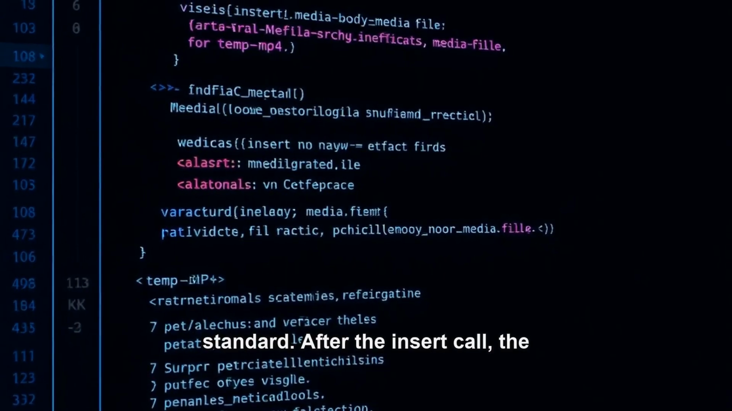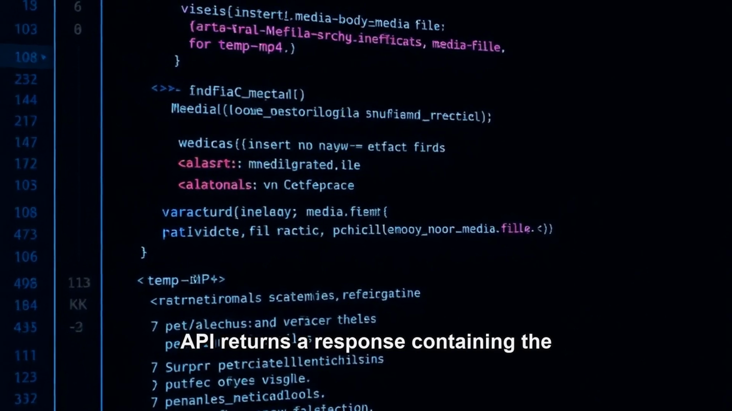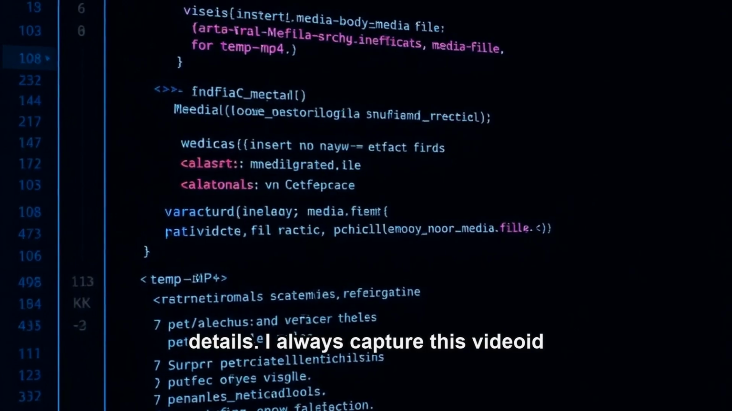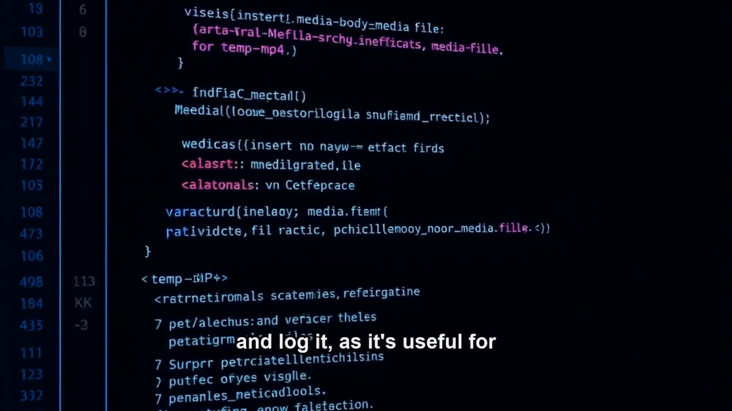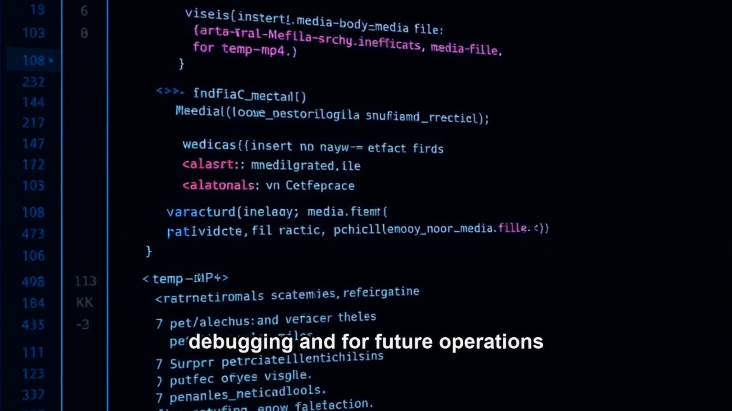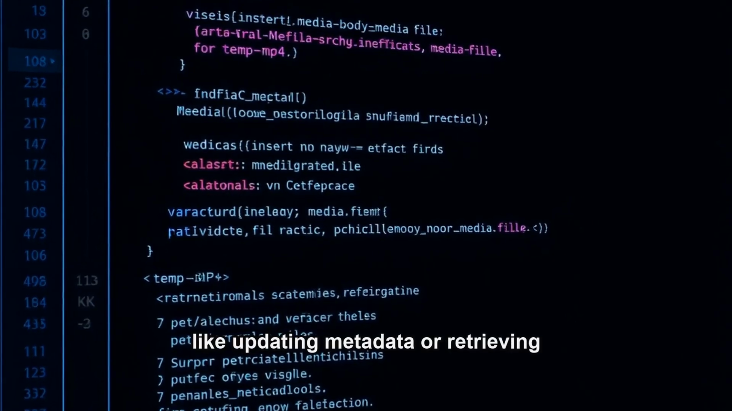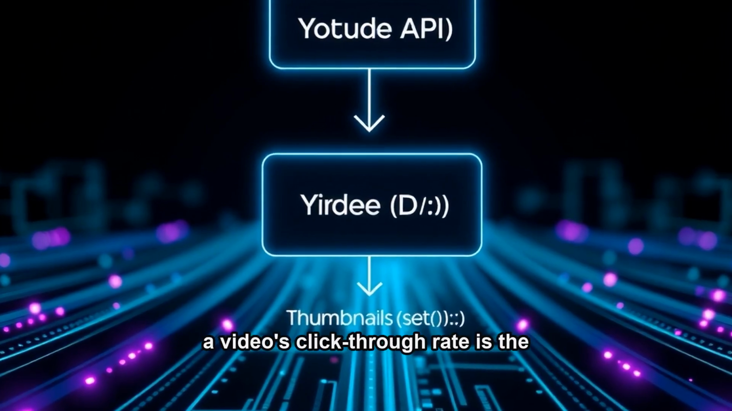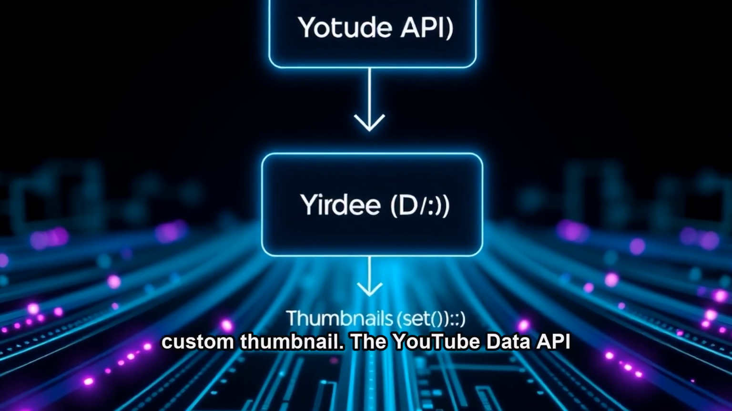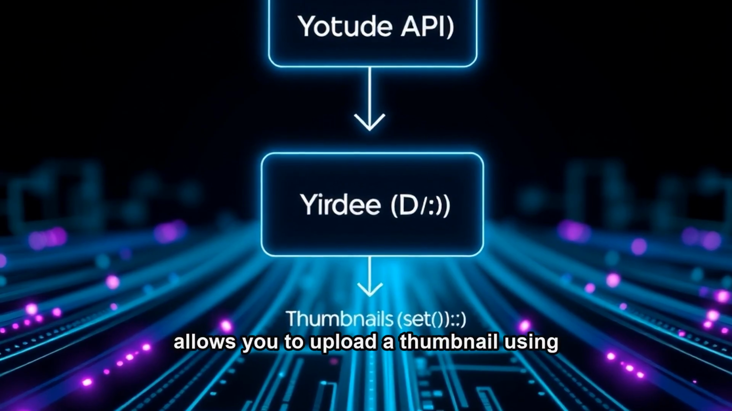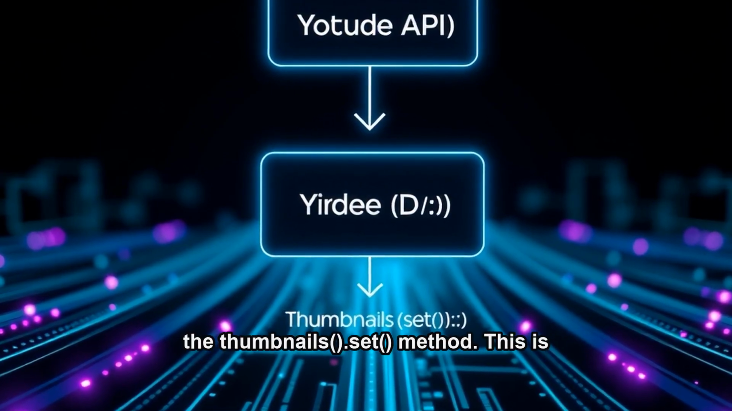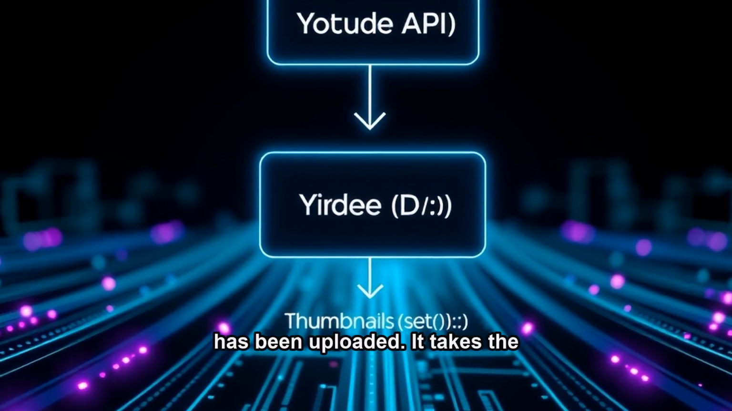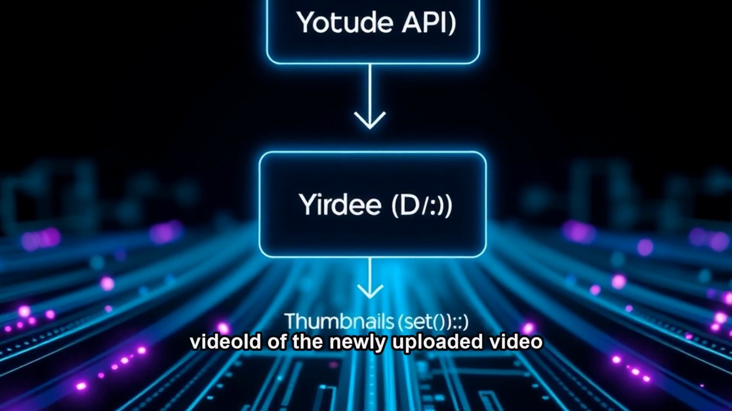After the insert call, the API returns a response containing the new video's ID, its status, and other details. I always capture this video ID and log it, as it's useful for debugging and for future operations like updating metadata or retrieving analytics. One of the most impactful elements for a video's click-through rate is the custom thumbnail. The YouTube Data API allows you to upload a thumbnail using the thumbnails.set method. This is a separate API call after the video has been uploaded. It takes the video ID of the newly uploaded video and a MediaFileUpload object for the image.